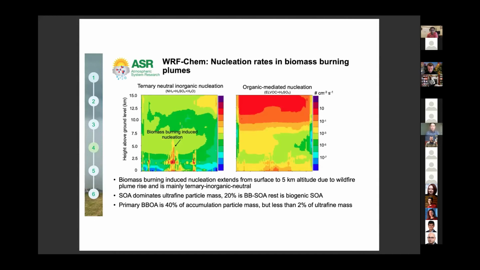And obviously we are tracking a lot of SOA components, a lot of biogenic SOA components, biomass burning SOA components, anthropogenic and wildfire components.